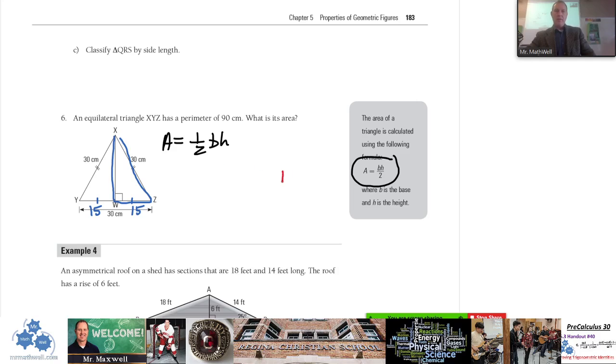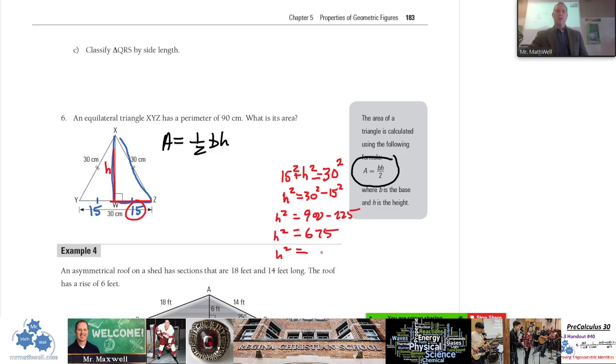So watch this. Let me just see if I can do this over here. So I'm going to have 15 squared right here plus h squared right here, equals what? Or 30 squared, yeah. a squared plus b squared equals c squared. Or in this case, 15 squared plus h squared equals 30 squared. And so yes, you can go ahead and do something like this. So h squared, what's 30 squared? That's 900 minus 225. What's that? 675. h squared equals 675. That's impressive. What's the square root of 675?